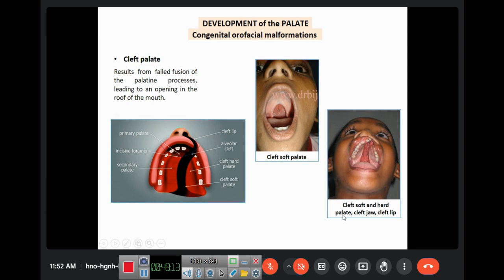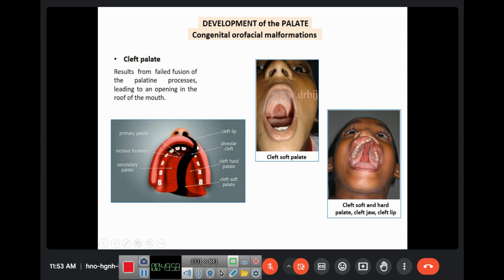In this example, you see the cleft soft and hard palate and also cleft jaw and cleft lip. So both soft and hard palate failed to fuse together, and also we see the cleft jaw and cleft lip. So it is the same which is shown in this picture. So both left and right palatine processes didn't fuse together, and also palatine processes didn't fuse to the intermaxillary process or the primary palate. So here also we have the failure of the fusion between the secondary and the primary palate in this region.